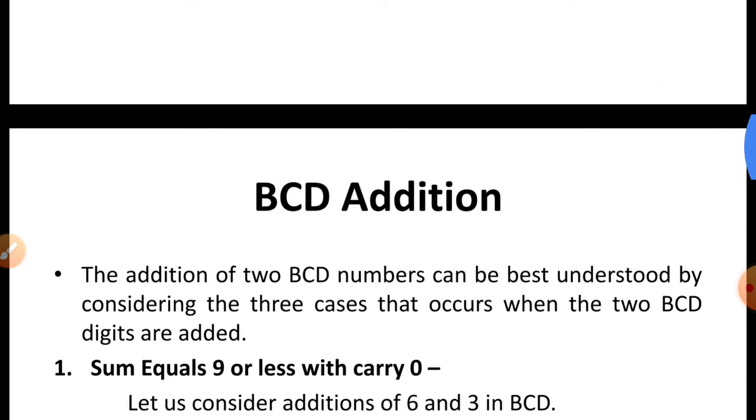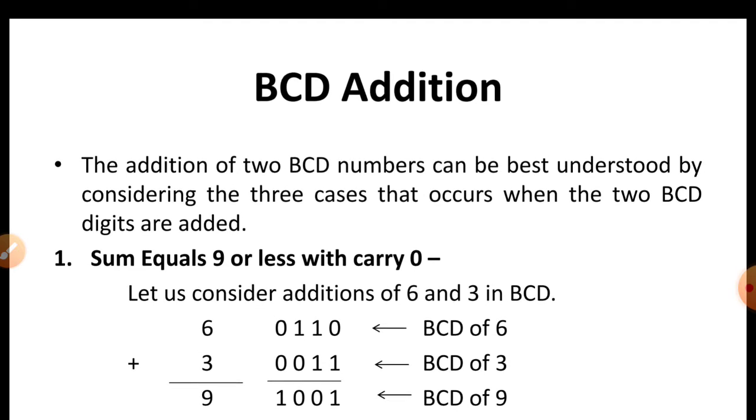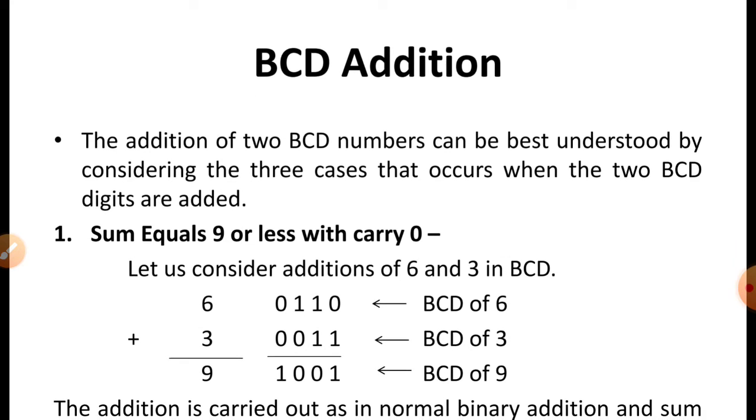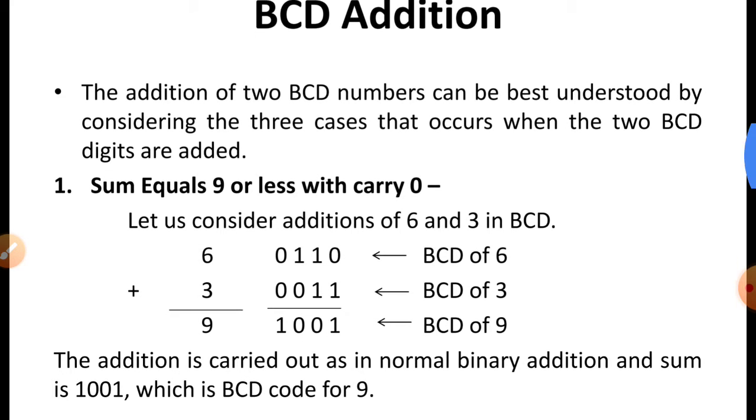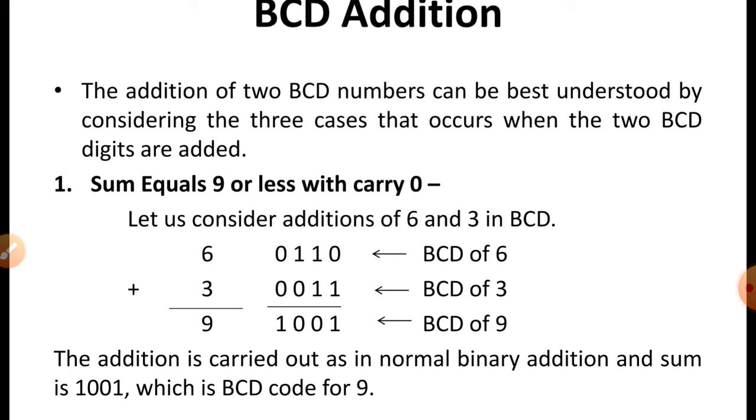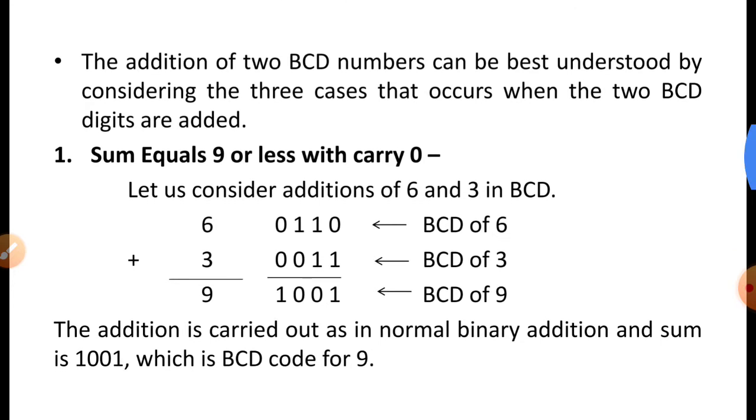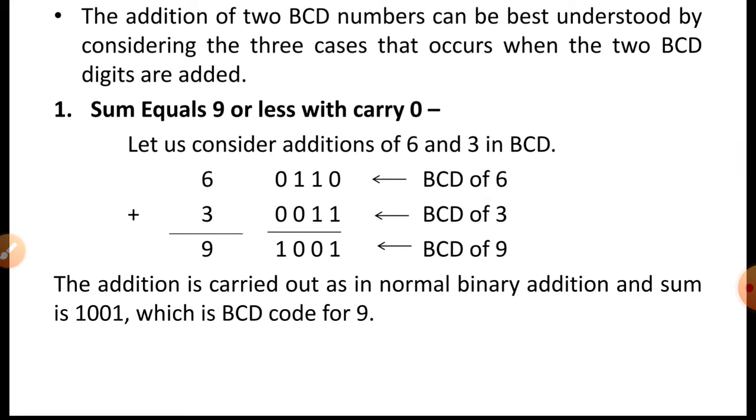When we talk about the BCD addition process, the addition is done as normal binary numbers are being added. But the best way to understand the addition process with BCD numbers is by considering particular cases, because there are three certain cases which can happen, and depending upon those cases we will be solving the problem of BCD addition.